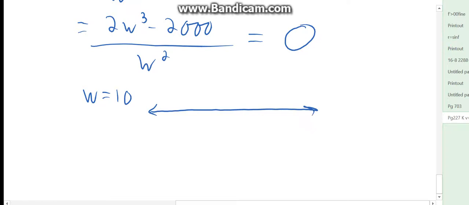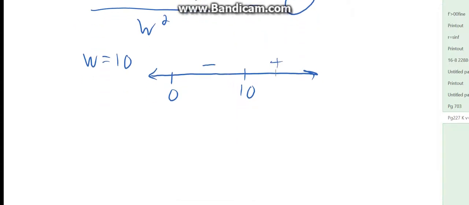And that's going to be our answer, but we can check just by making our little number line. If we plug a number in between 0 and 10, like 2, you're going to get a negative over a positive, so that makes it negative. And you plug in a number bigger than 10, like 20, you're going to get positive over positive, which is positive, which means our surface area equation must be decreasing and then increasing. So it's at a minimum at 10.